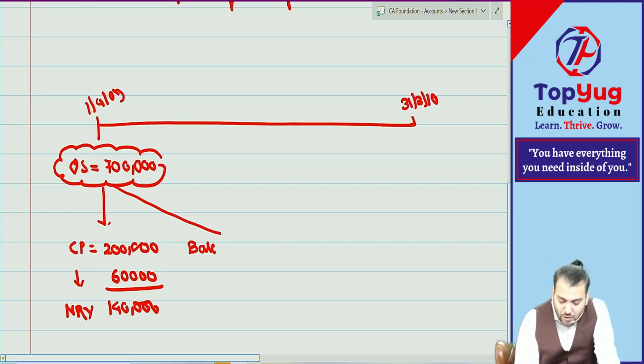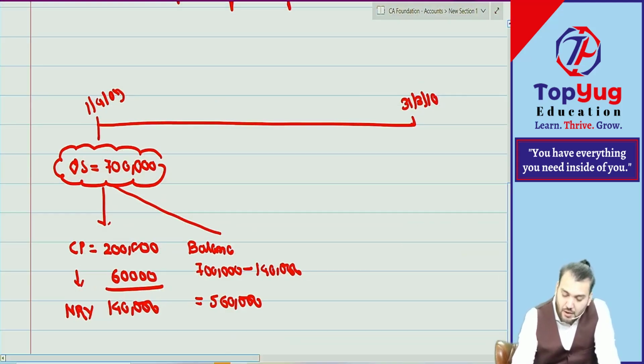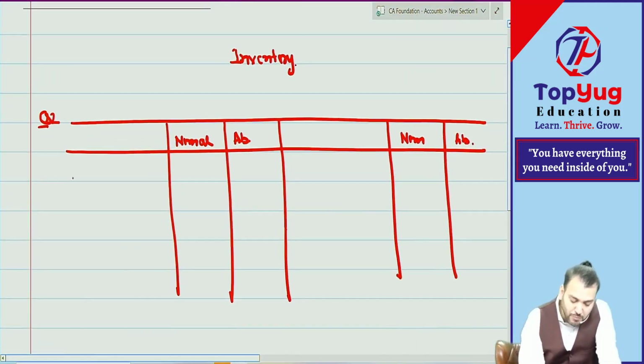The balance stock is 7 lakh minus 1 lakh 40,000, and this is valued at cost only. Cost is 5 lakh 60,000. Means can I say out of opening stock how much is normal? 5 lakh 60,000. How much is abnormal? 1 lakh 40,000. Understood this point?